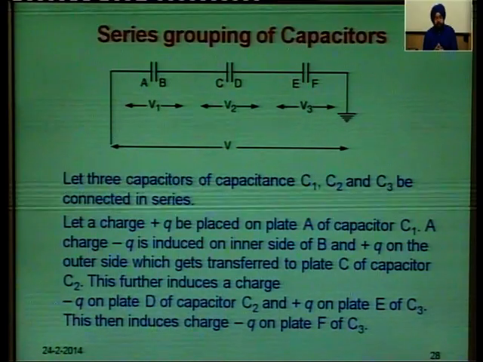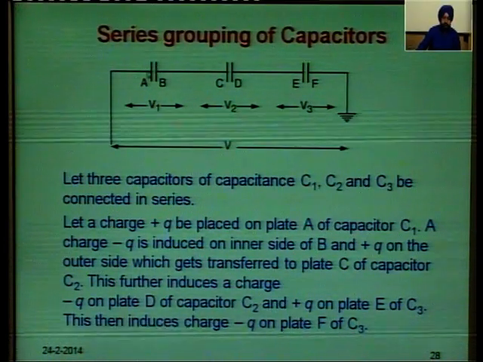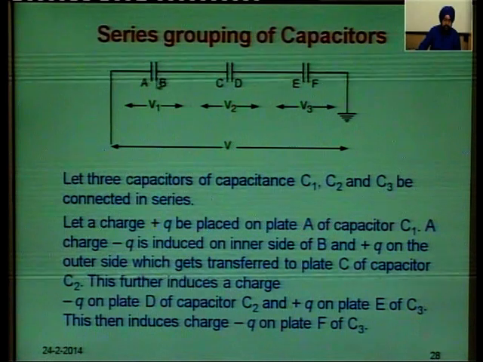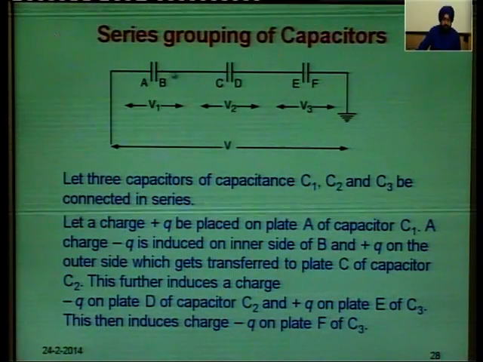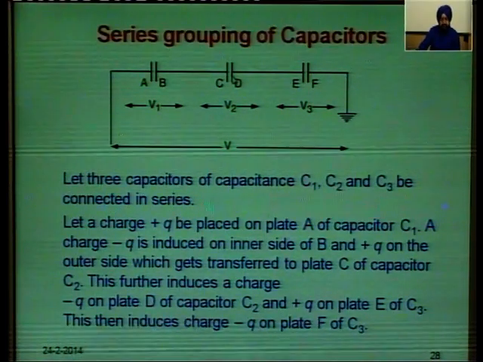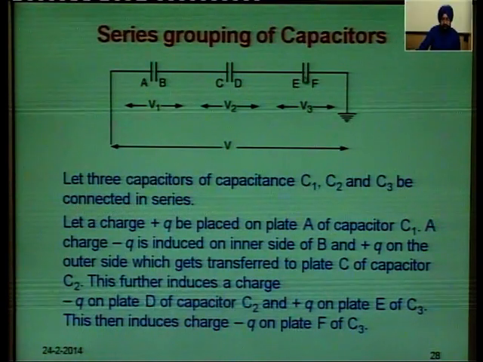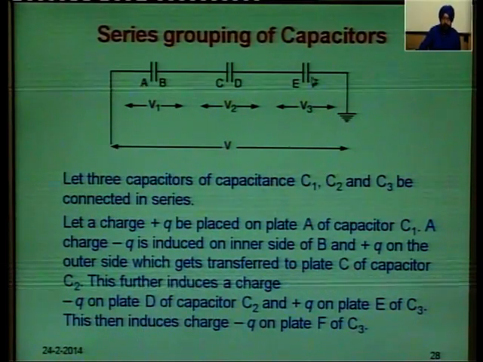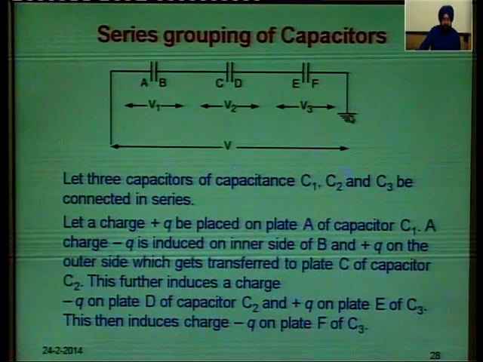Now, let a charge plus Q be placed on plate A of capacitor C1. So, this means we place plus Q charge here. What will this plus Q charge do? It will induce minus Q charge on the inner plate of B and plus Q on the outer plate of B. The charge plus Q on the outer plate of B gets transferred to the first plate of C2, which induces minus Q charge on inner side of D and plus Q on outer side of D. This charge gets transferred to plate E. This induces charge minus Q on inner plate of C3 and plus Q charge on outer plate of C3, that is F plate. This plus Q charge moves over to the earth.